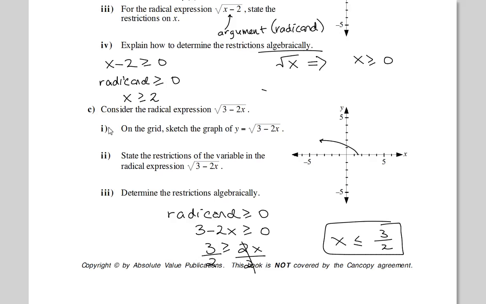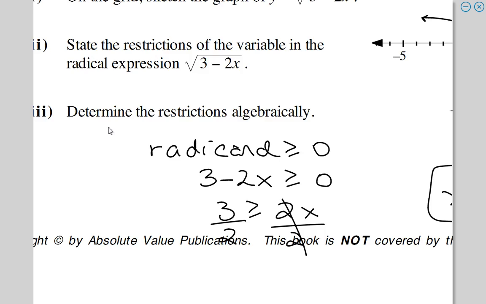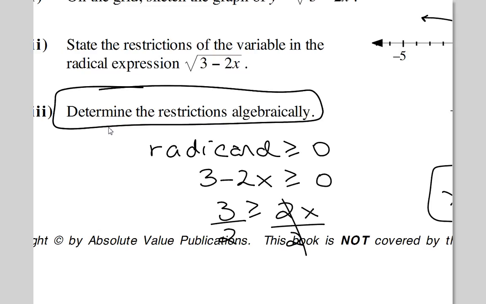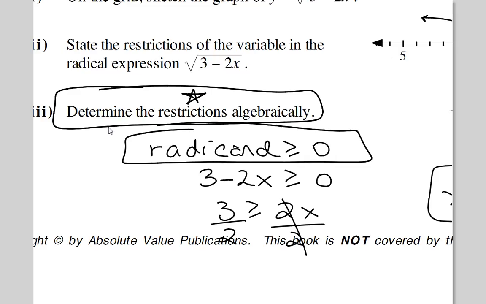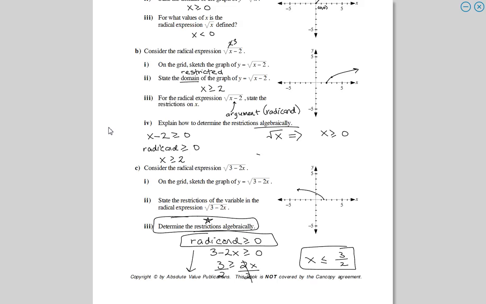So what's the takeaway from this? You're going to be asked on quizzes and tests to determine the restrictions. Okay? So put a star on that. This is the starting point. You need to be able to show that the radicand is greater or equal to 0, and then you go ahead and solve. That's going to be on your exam for sure, and the quiz. This is called domain restrictions. Next page.